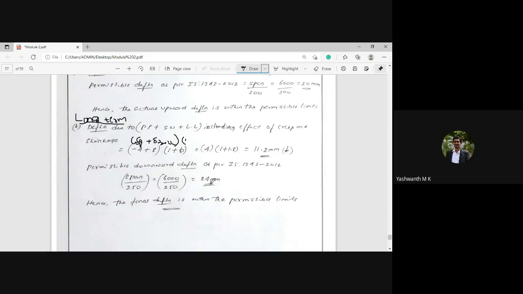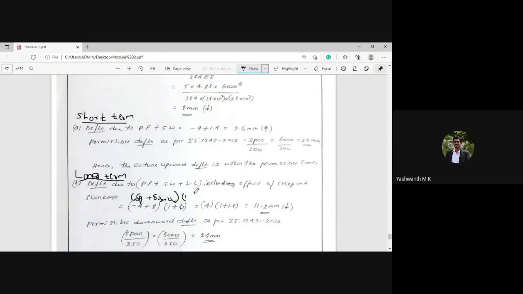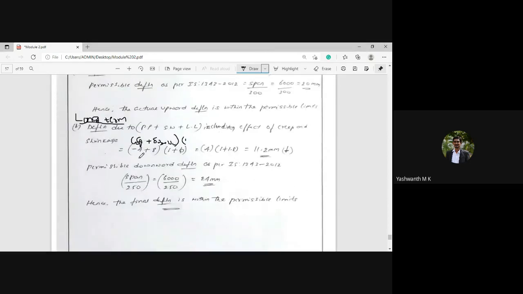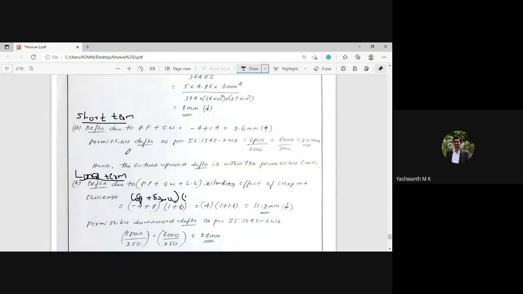So hence the rectangular PSC beam, the uncracked PSC beam, will be safe in both long-term and short-term deflection. So like this we need to calculate. Okay, so hope you have understood the problem.